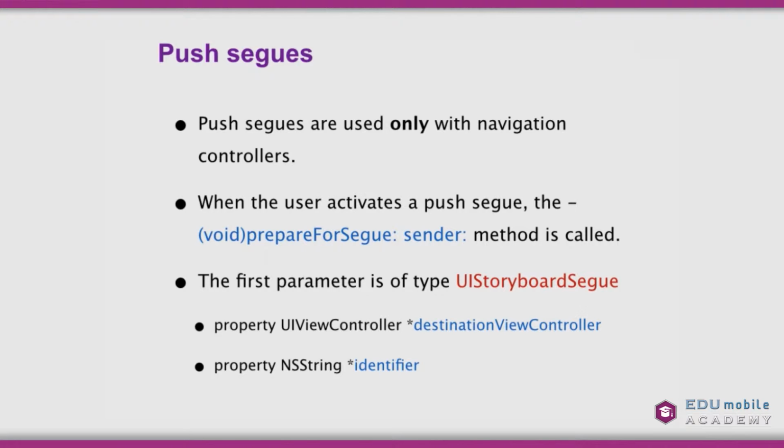I apologize, that hyphen should be on the next line with the void. This is an instance method, not a class method. That's why the hyphen is there. It returns void, it returns nothing, and it's called prepare for segue and sender.